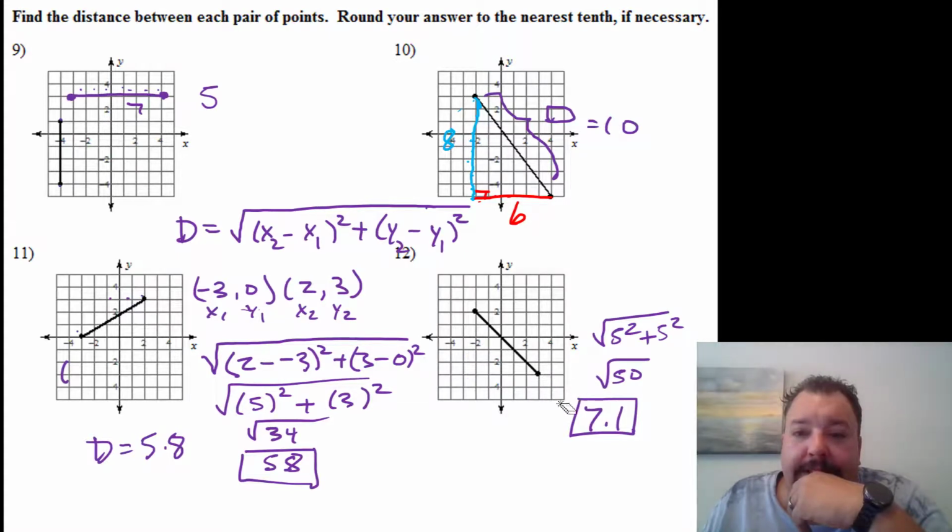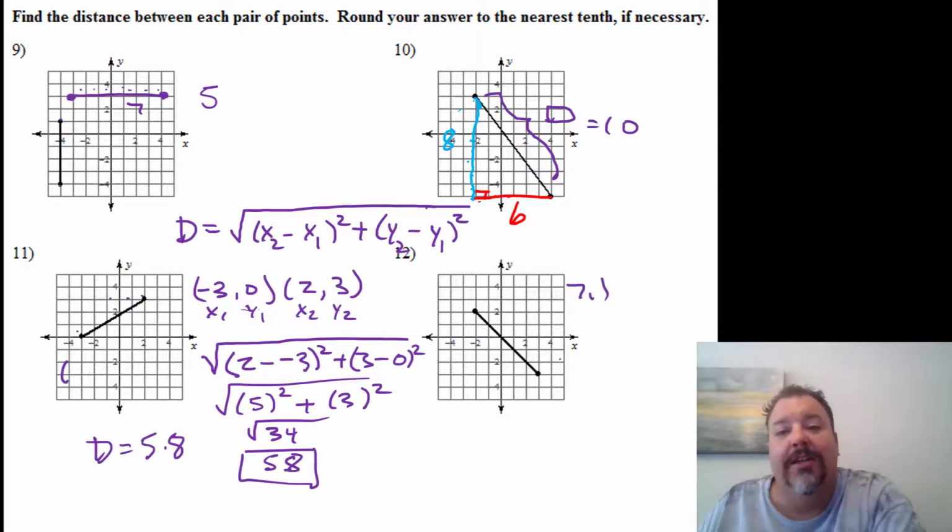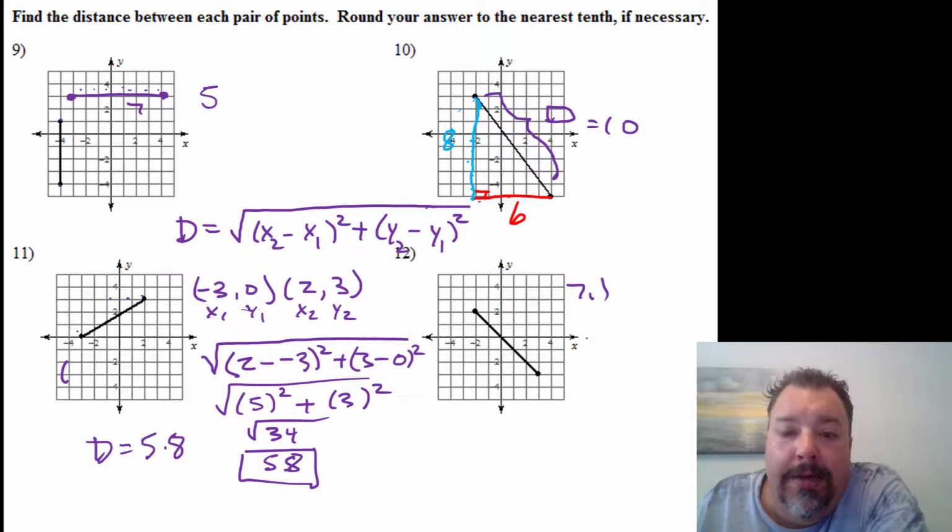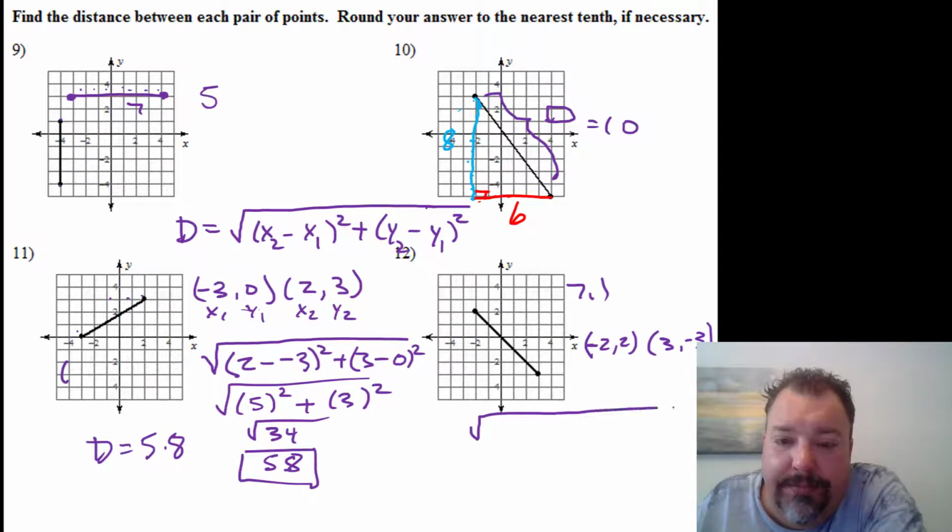Show you one more using the distance formula. So remember we said that this distance is 7.1. Let's prove it using the distance formula. So for number 12, again, I've got 2 points. The one here is negative 2, 2. The one here is 3, negative 3. And we're going to use our distance formula. Let's label these guys x1, y1, x2, y2. And we've got 3 minus negative 2 squared plus parentheses negative 3 minus 2 squared.